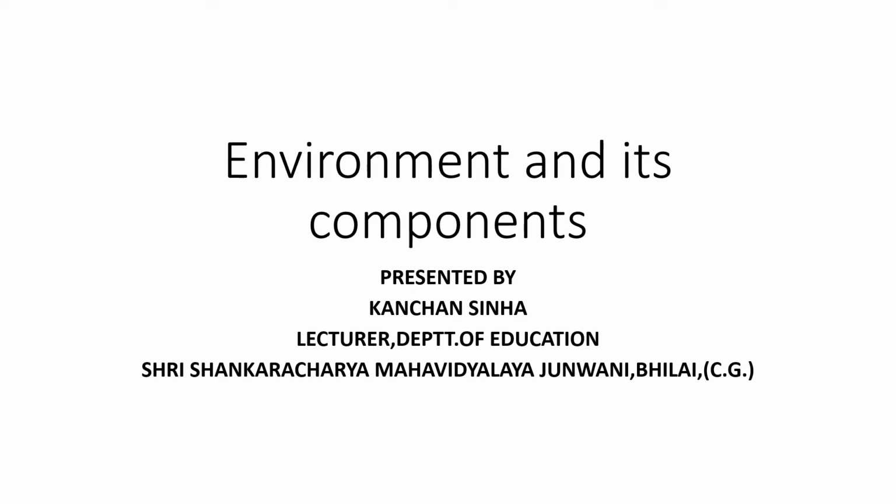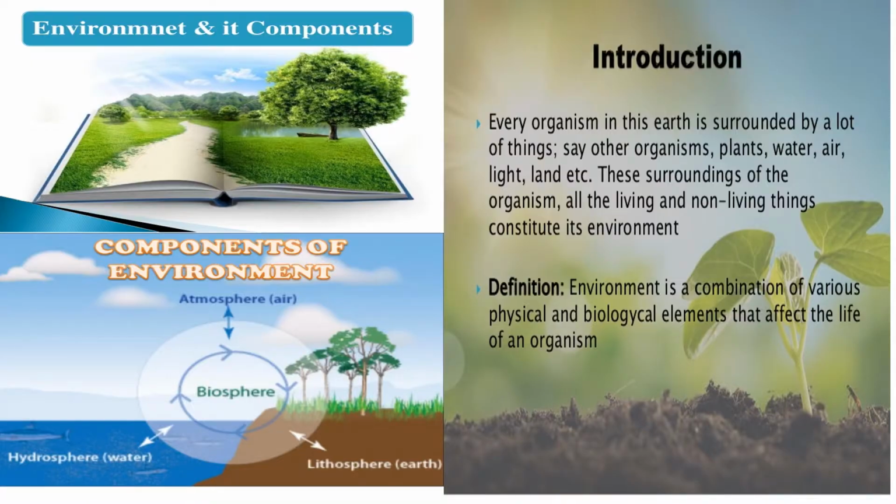Today I am going to discuss the environment and its components. The components of the environment are atmosphere, biosphere, lithosphere and hydrosphere. Every organism on this earth is surrounded by a lot of things, say other organisms, plants, water, air, light, land, etc. These surroundings of the organism, all the living and non-living things, constitute its environment. Environment is a combination of various physical and biological elements that affect the life of an organism.